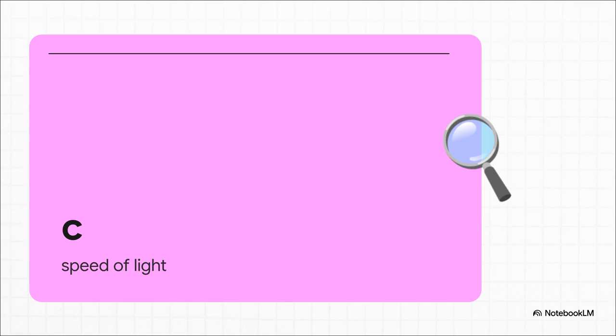And last but not least, C. Now, this isn't just any speed. C is the cosmic speed limit. It's the speed of light in a vacuum, and it is a totally fundamental, absolutely unchangeable constant of our universe. You could almost say it's the anchor that holds all of reality together.